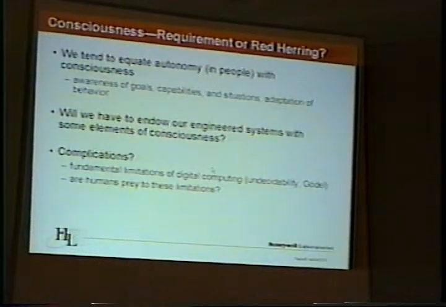There are actually some complicating aspects that come into play here. We know that there are fundamental limitations of digital computing. There are problems that are undecidable. We know that this mathematics is incomplete, and that has a significant bearing on what you can do with digital computing as well. And the question arises in the minds of many people, are humans prey to these limitations? And if not, then maybe there's something completely different going on, and if so, then how do we deal with that?